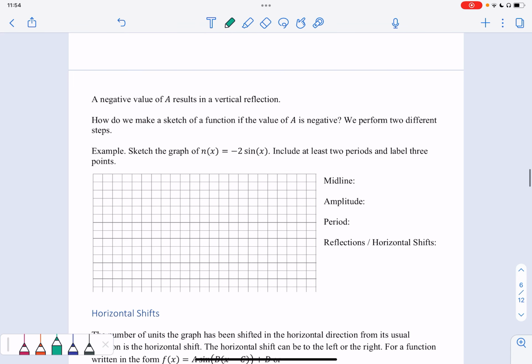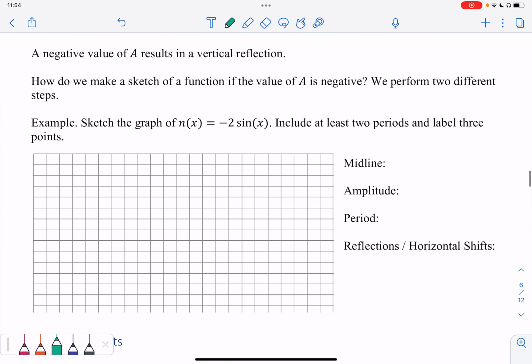Now, a negative value of a results in a vertical reflection. So how do we handle that with these? We can just do it with the box, so it's not too bad. So how do we make a sketch? Well, we just perform 2 different steps. So let's look at an example. Sketch the graph of n of x equals negative 2 sine of x. Include at least 2 periods and label 3 points.